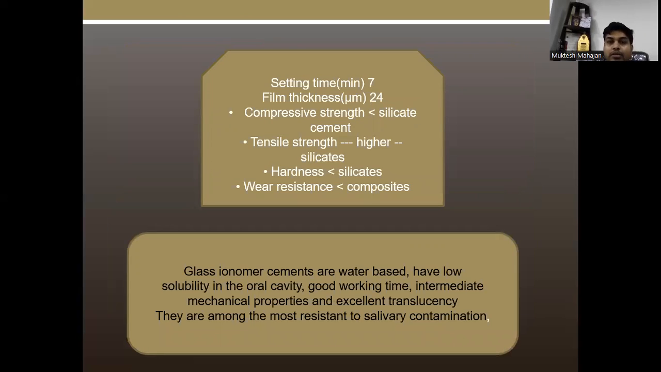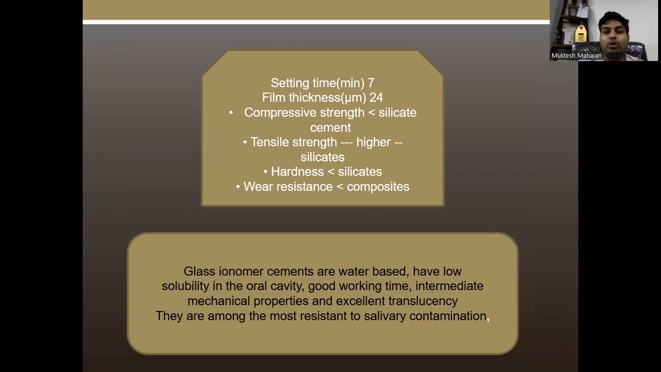Setting time is 7 minutes, when film thickness is 24 microns. Compressive strength is less than the silicate cements. Tensile strength is higher than the silicate cements. Hardness is less than the silicate cements. And wear resistance is less than the composites.